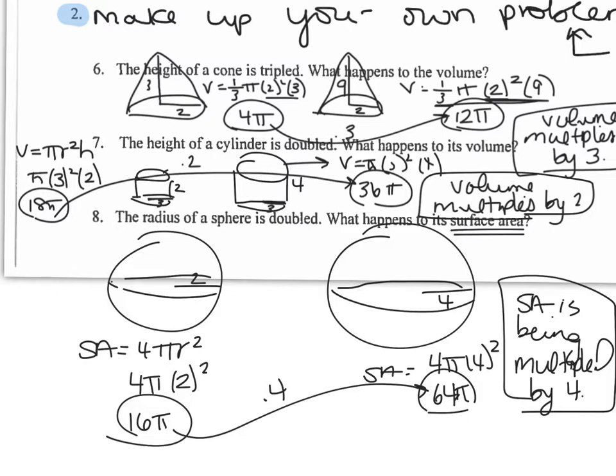So again, I always pick the little numbers. I usually always pick 2 and 3. If it doesn't give you numbers, you just make them up. You pick the numbers you want to use. I always pick 2 and 3. And if it's problems relating to circles, so circular shapes, I always leave it in terms of pi. That way I'm not dealing with decimals.